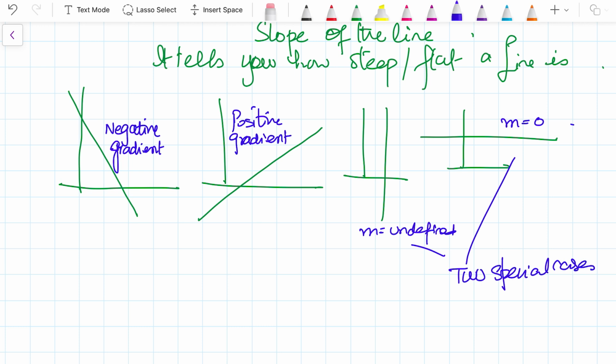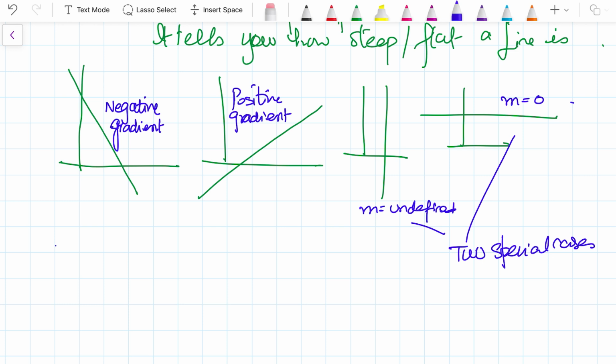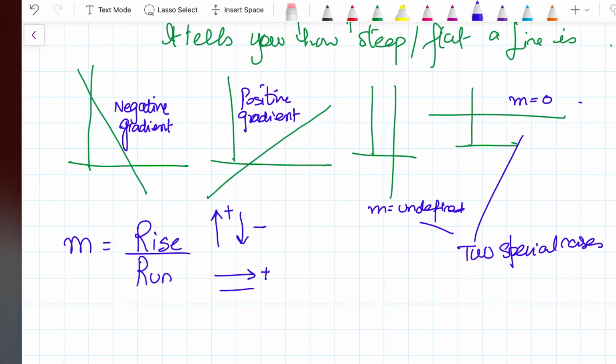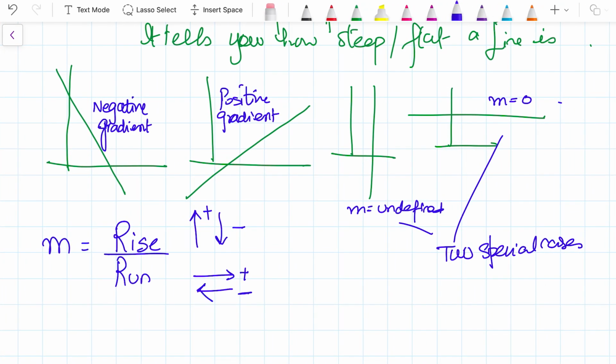Now let's do it on the real lines that we have. Now how do we find the gradient? The notation of gradient is m, and the formula for gradient is rise upon run. Rise means when you move upwards, it's positive movement. When you go downwards, it's negative movement. When you move forward, it's plus movement. When you go backwards, it is negative movement.